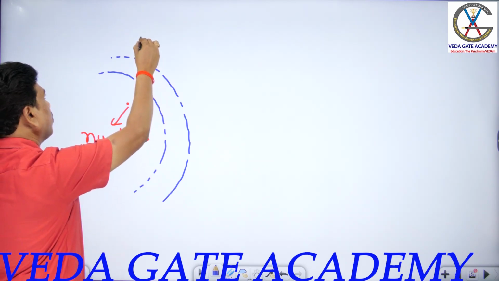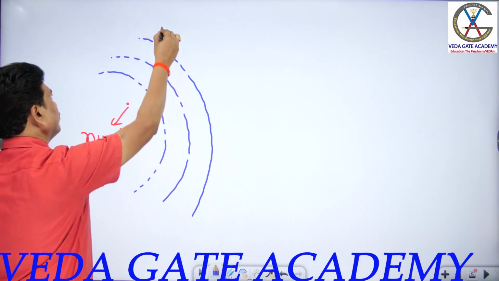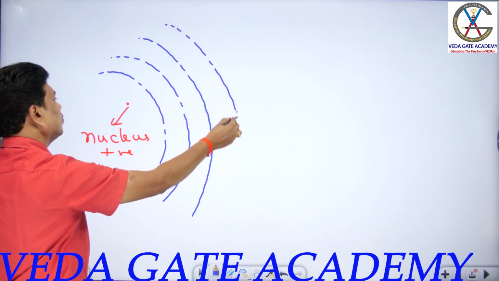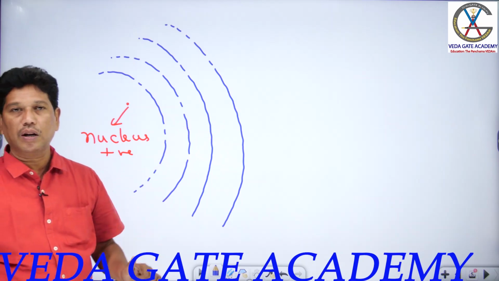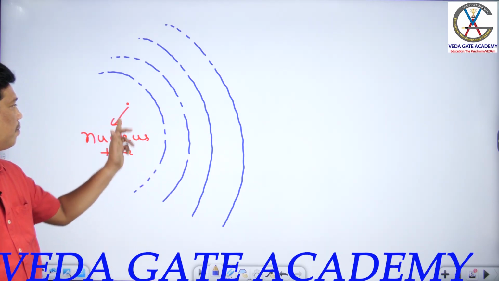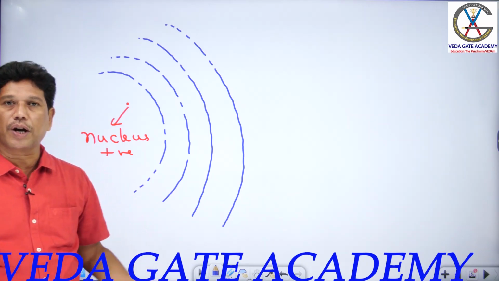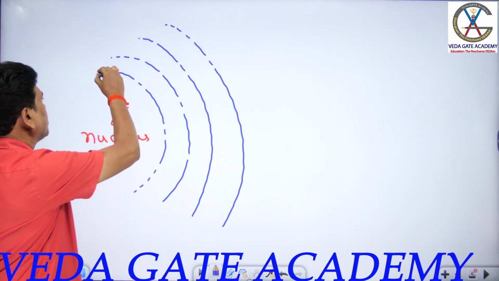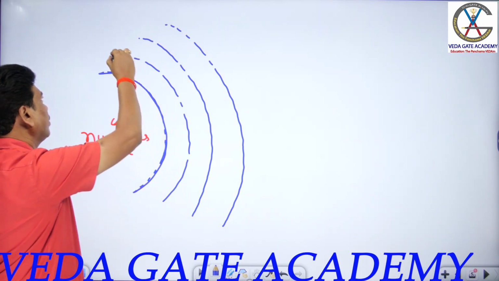They can spin around the nucleus, right? So this is the electron orbits, you can call. This is the nucleus. The nucleus is positively charged, and the electron orbit is negatively charged. So the electrons are spinning around the nucleus in circular or elliptical orbits, right?